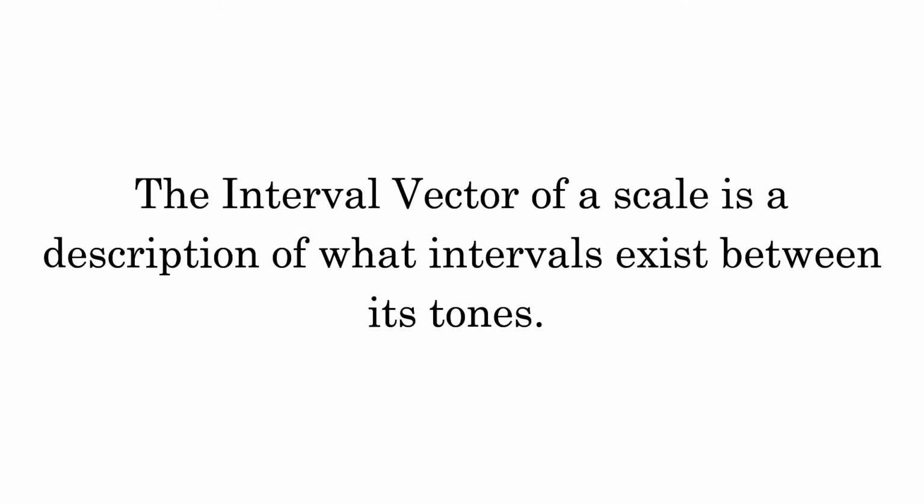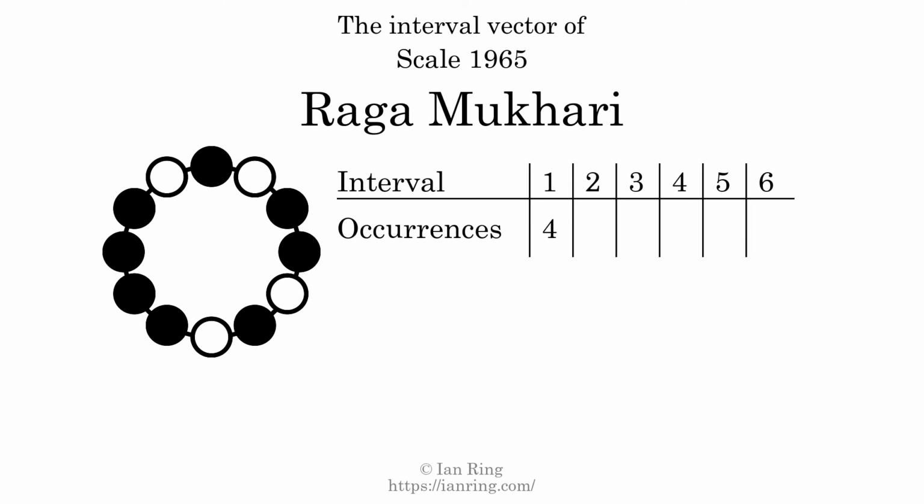The interval vector of a scale is a description of what intervals exist between its tones. There are 4 intervals with the size of 1 semitone. They are here, here, here, and here. There are 6 intervals with the size of 2 semitones. They are here, here, here, here, here, and here. There are 5 intervals with the size of 3 semitones. They are here, here, here, here, and here.